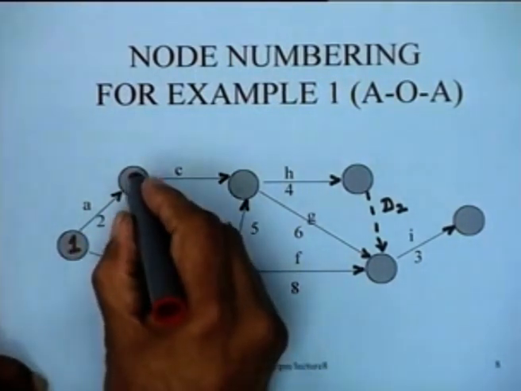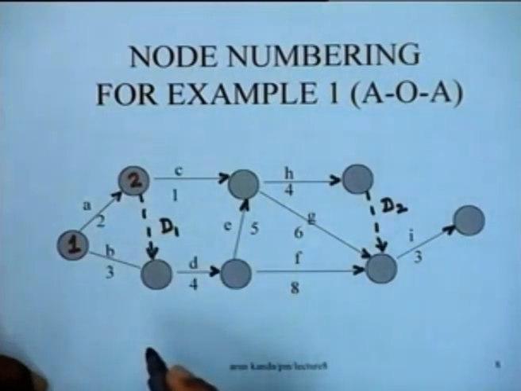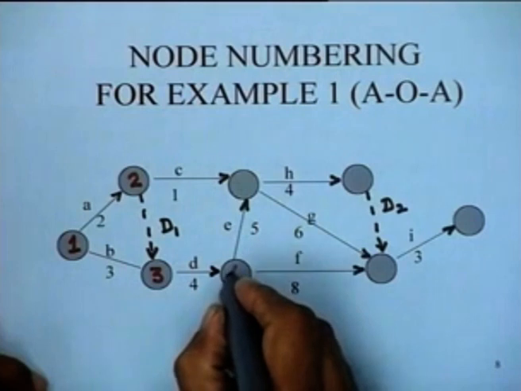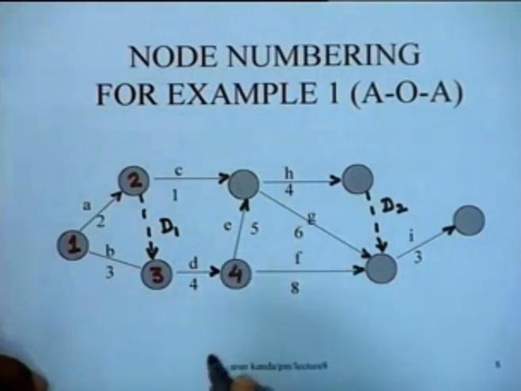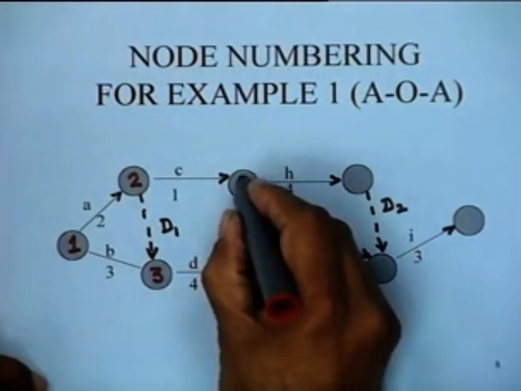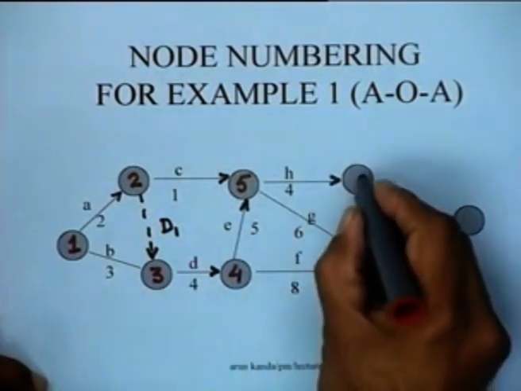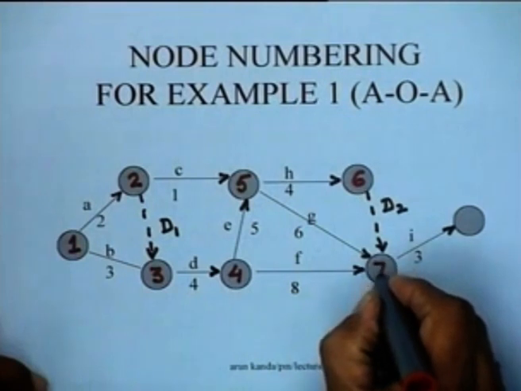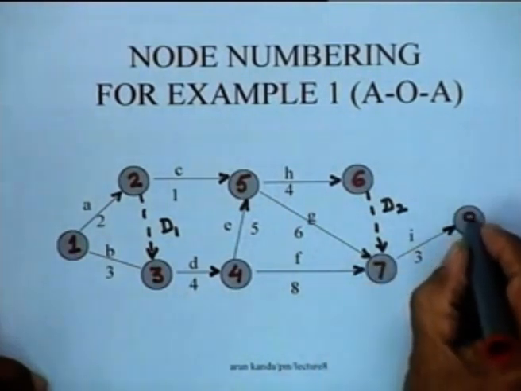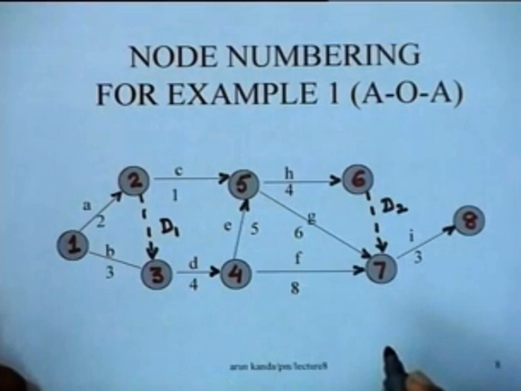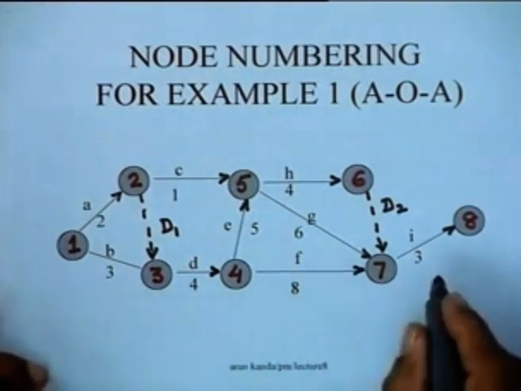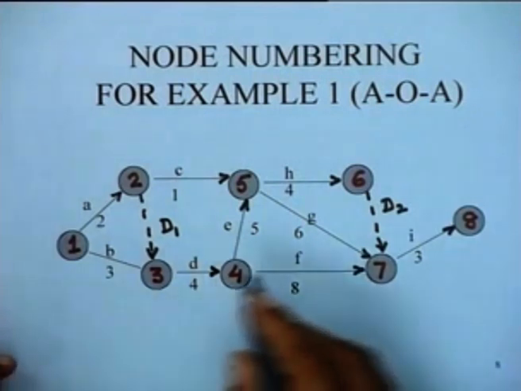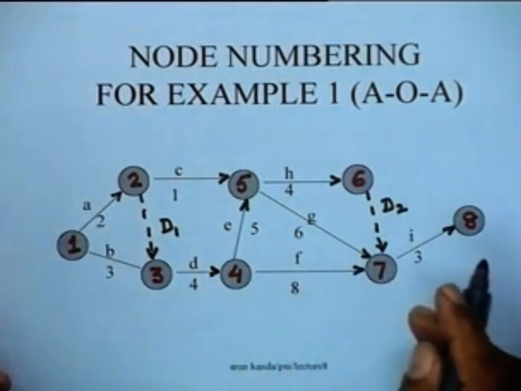This would be clearly node number 2, and after this would be node number 3. Then we can number this node as node number 4. Then we can call this node number 5, and after this we have to call this node number 6. Then we call this node number 7, and finally this is node number 8. So, this is the node numbering scheme, and we have been able to now develop a network in which all the nodes are properly numbered.